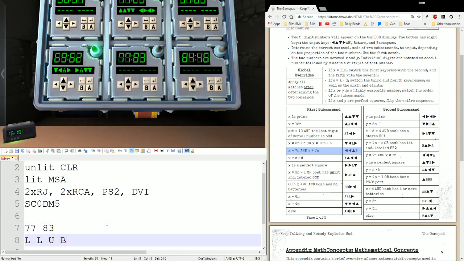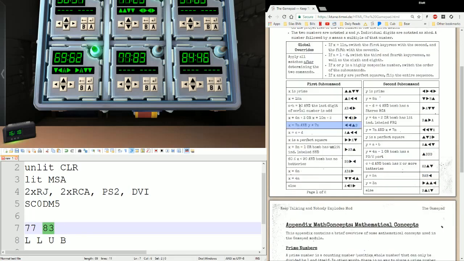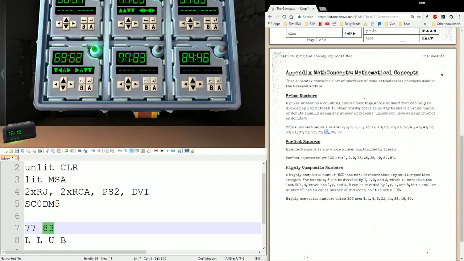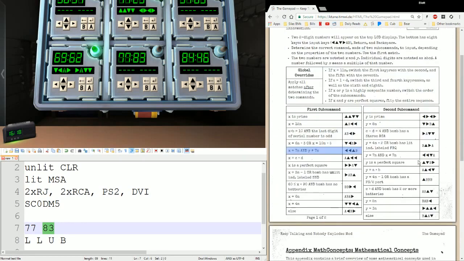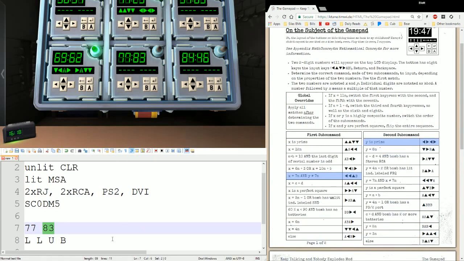Left, left, up, B. Now we look at 83. Is that prime? If you're not sure about your primes, they're actually here on this page. 83 actually is a prime number. Left, right. And then we look at our global overrides.